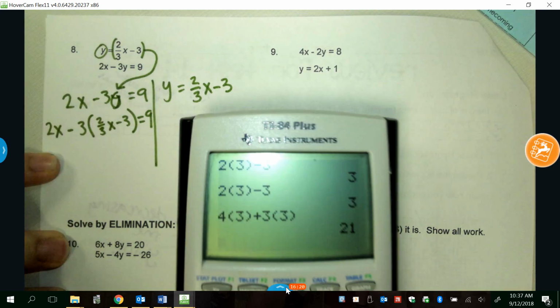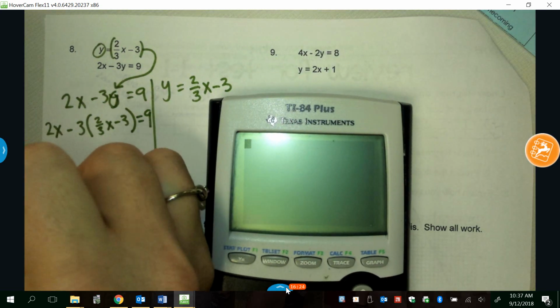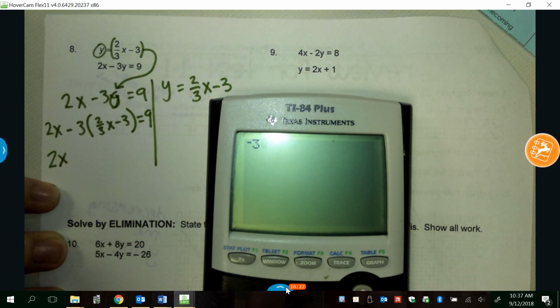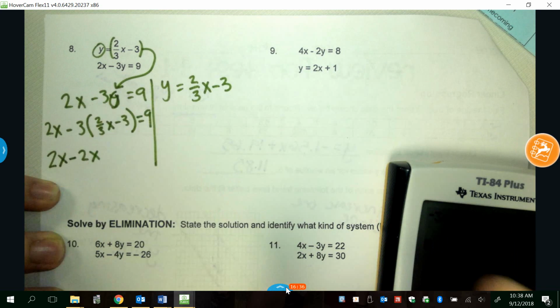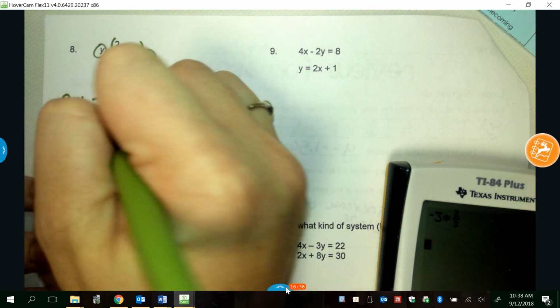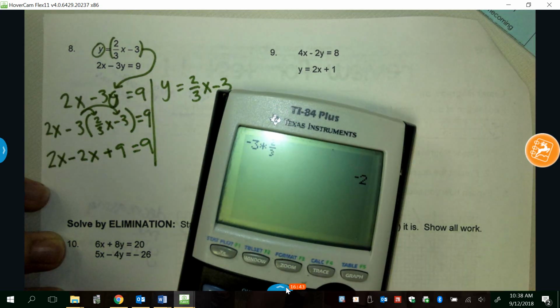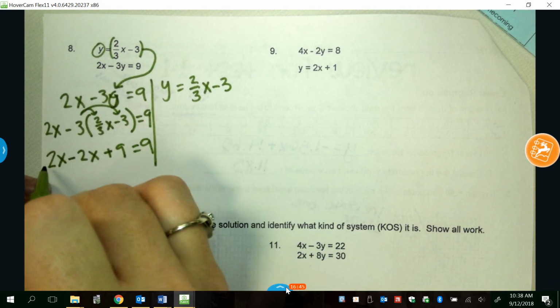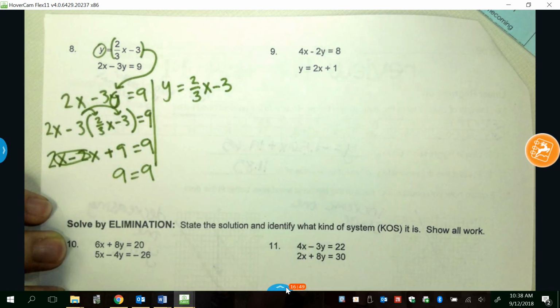Now, guys, I know y'all hate multiplying fractions, so you can use your calculator. So I'm going to bring down my 2x. So I have negative 3 times alpha y, enter will give me a fraction, 2 over 3x, so it'll be negative 2x. And then I have negative 3 times negative 3, which will be positive 9, equals 9. Okay, what happens here? I don't even need my calculator. 2x minus 2x is 0, and I'm left with 9 equals 9, so I'm done. Because there's no more x's, there's no more y's, I can't keep going.